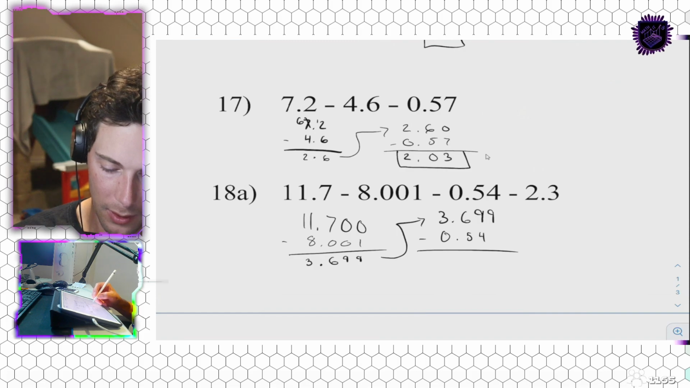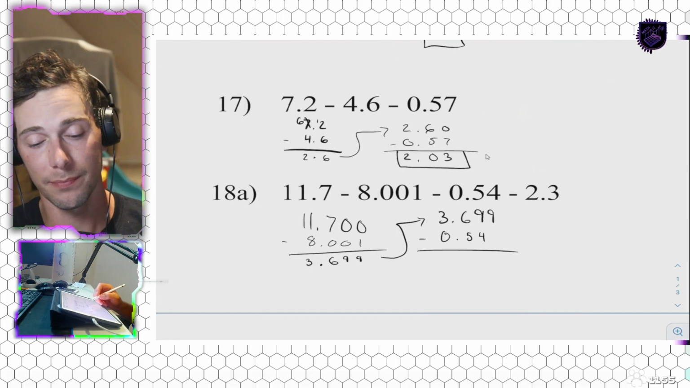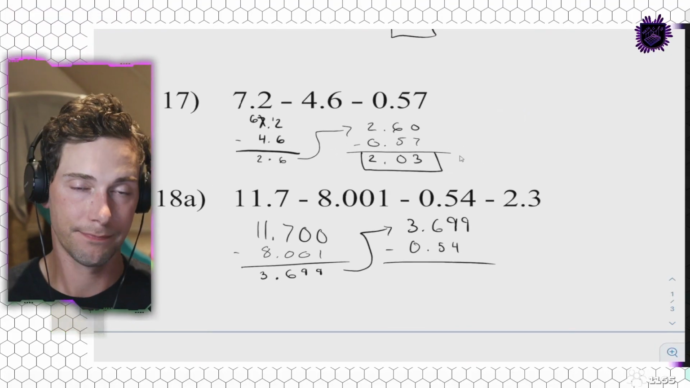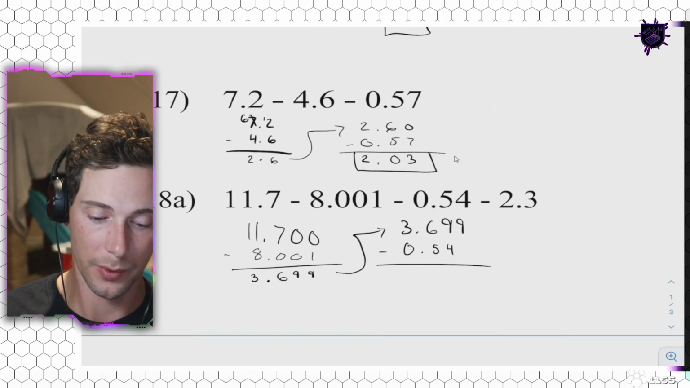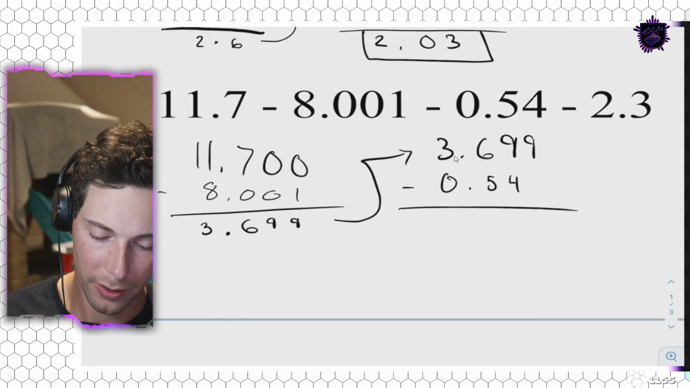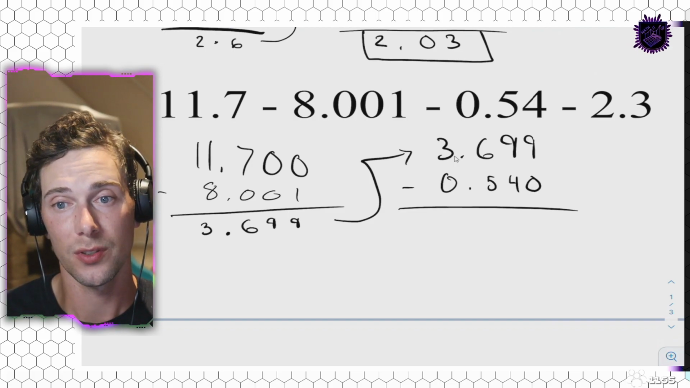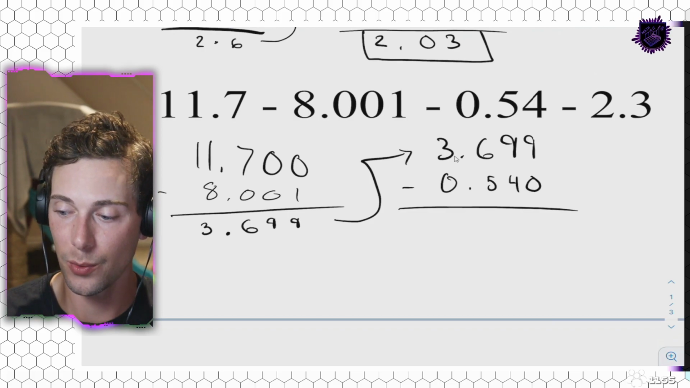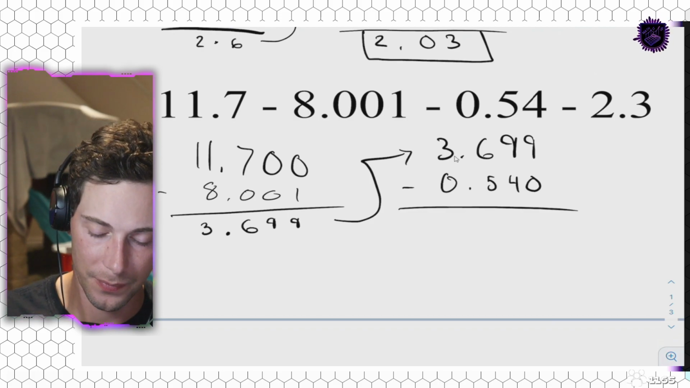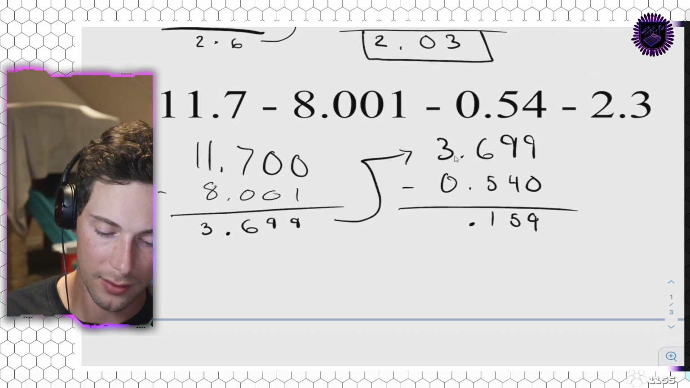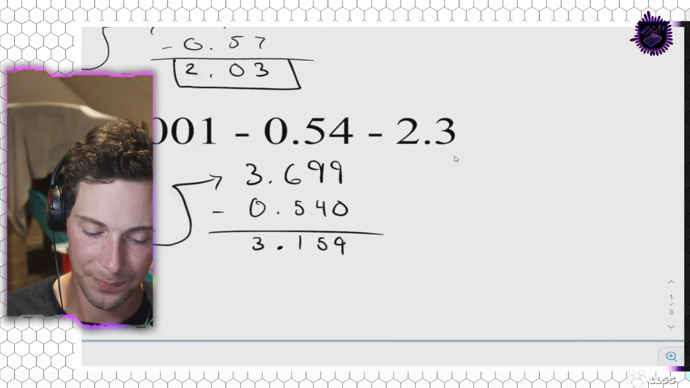0.54. We want to hold our place value with this, so we want to make sure we put our 0 here. And then we're going to simply subtract, and there's no need to borrow in this. This is wonderful. 9 take away 0 is 9, 9 take away 4 is 5, and 6 take away 5 is 1. We're going to drop our decimal place down. 3 take away 0 is 3, so we're left with 3.159.